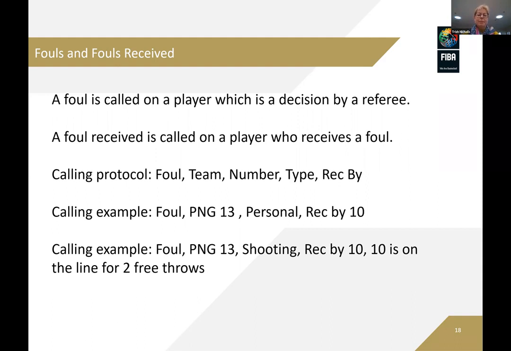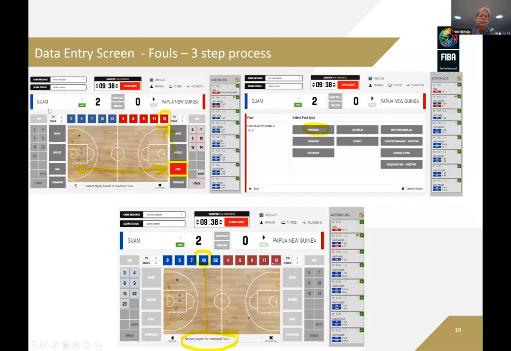Our other calling example is if the referee decided to give them 2 free throws, we would have a foul on PNG 13. It's a shooting foul. It's received by 10 and 10's going to the line for 2 free throws. Seems like a lot to say, but it happens quite quickly. Oh, busy screens here. Let's have a look.